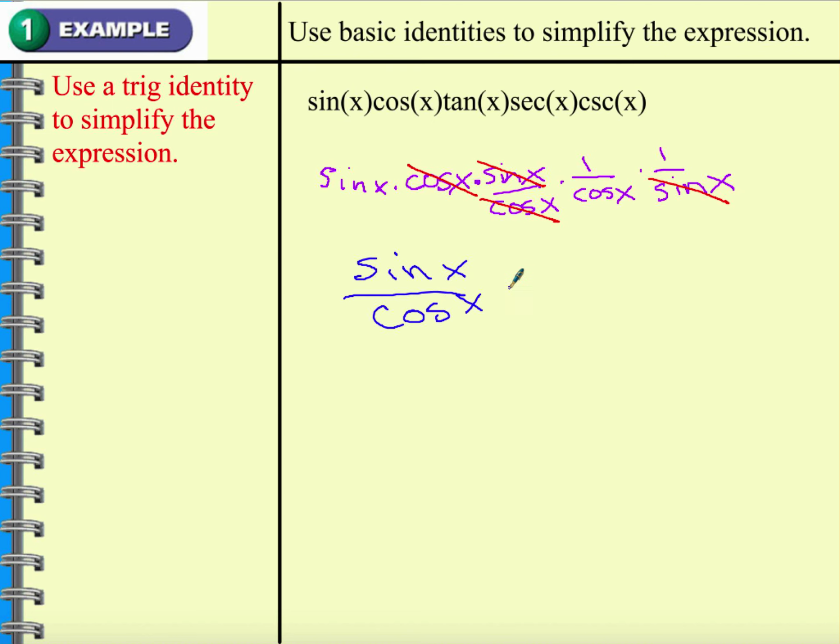Now everything is in sines and cosines, but I'm looking at this and I happen to notice that sine divided by cosine is tangent. So I was able to simplify this crazy expression and turn it into a single term, just plain old tangent. And that's how we simplify trig expressions. So that was kind of fun.